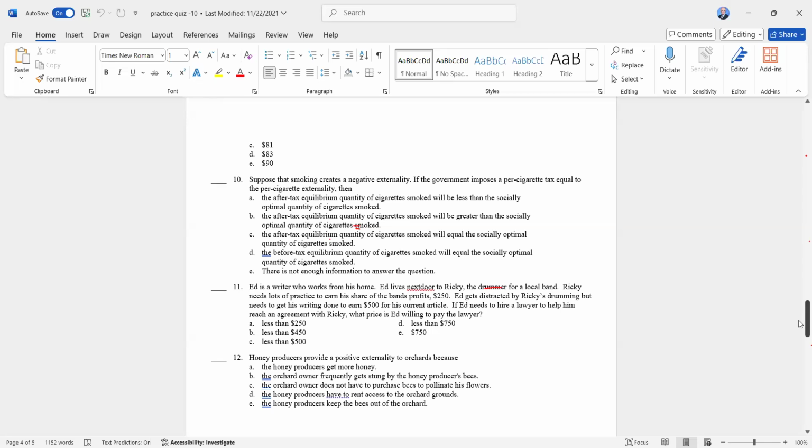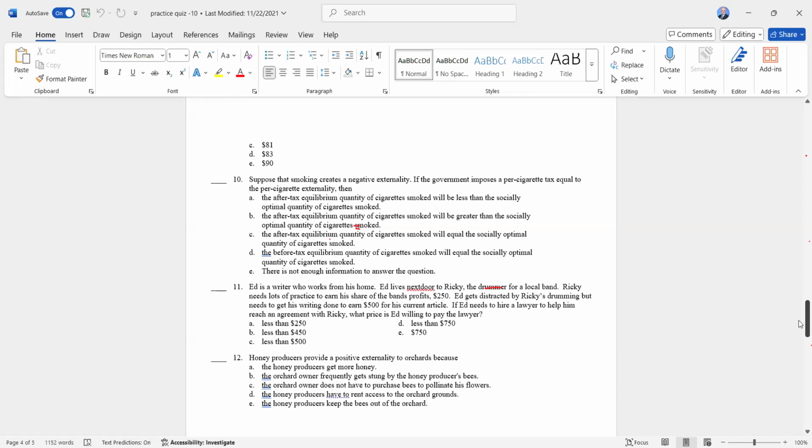So it's got to be less than 500, which is C, Caroline. Something good for both of them would be Ed paying less than 500 and more than 250. So if he asks Ricky to stop drumming and he gives Ricky 251, Ricky's earning more money than he does normally, and Ed's losing less in cost.